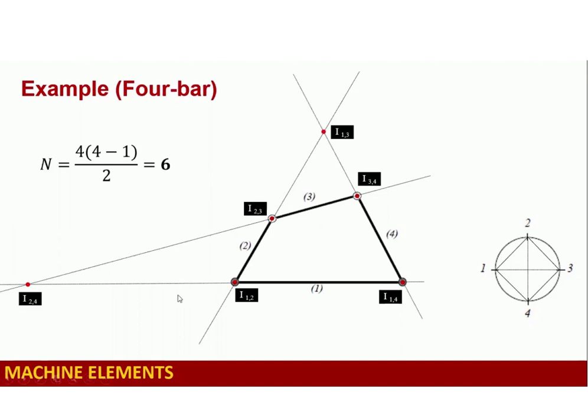So we have 2 fixed instantaneous centers, 1, 2 and 1, 4. 2 permanent instantaneous centers, 2, 3 and 3, 4. And 2 moving or varying instantaneous centers, 2, 4 and 1, 3. So that is how to get the instantaneous centers for a 4-bar mechanism.